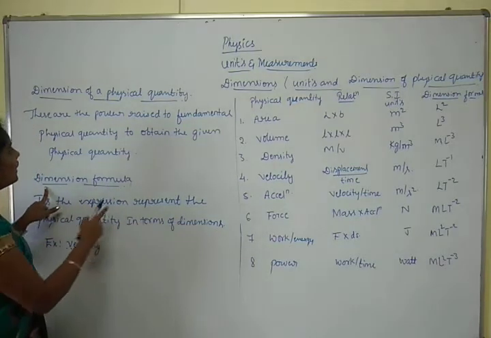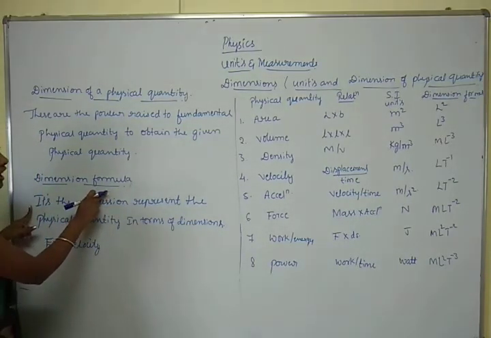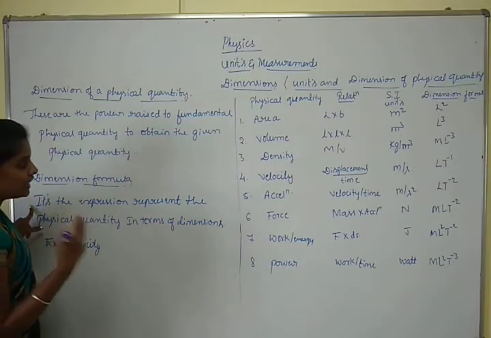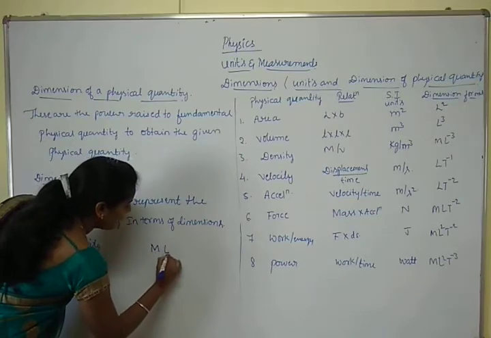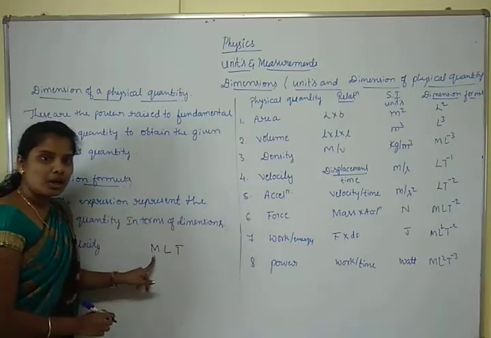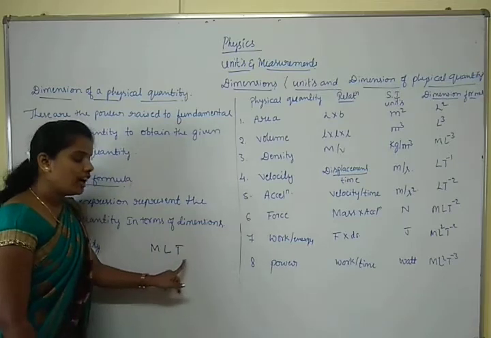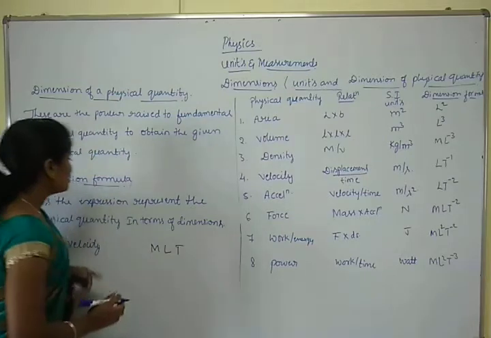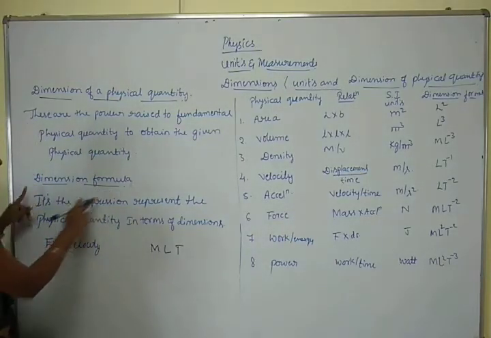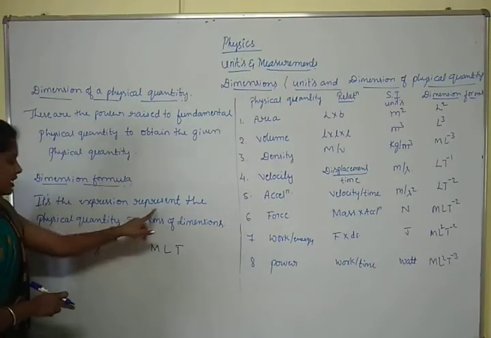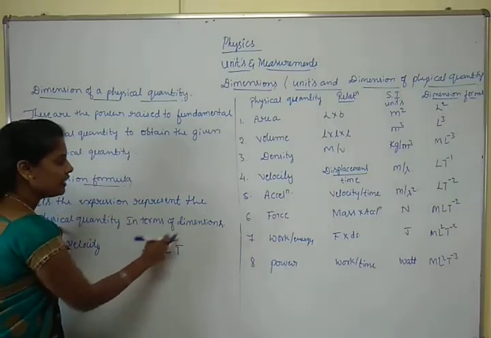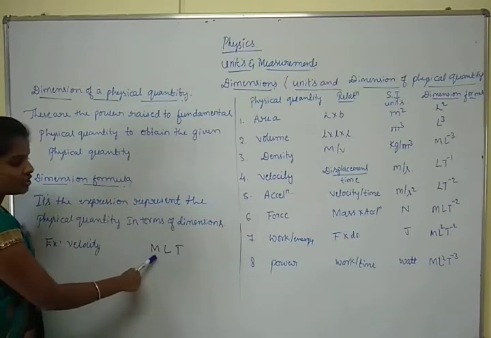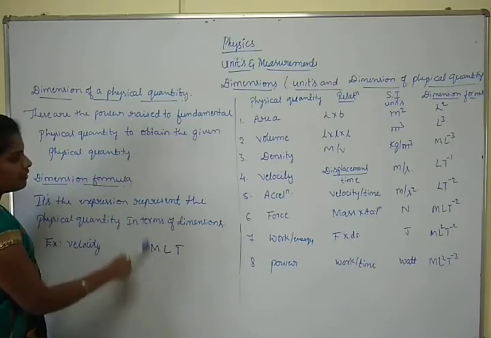In the dimension formula, we basically use three fundamental units, that is M, L, T. Here M stands for mass, L stands for length, and T stands for time. Dimension formula means the expression that represents the physical quantity in terms of dimensions. Dimensions are the powers raised to fundamental units to obtain a physical quantity.